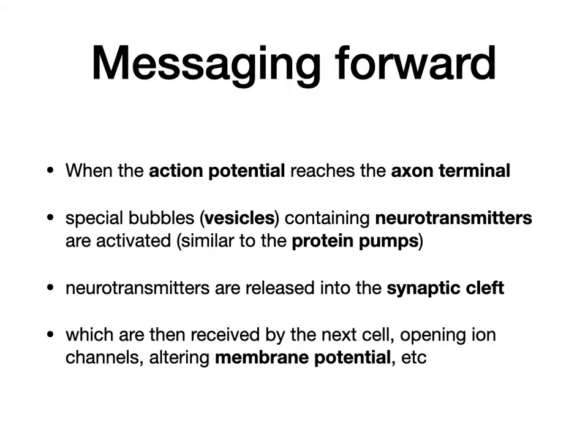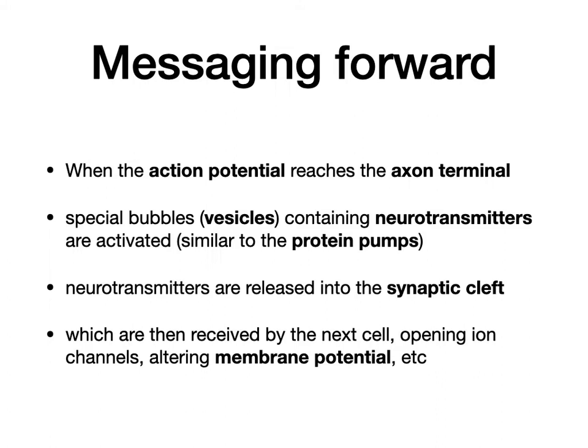So when the action potential reaches the axon terminal at the end of itself, right? Terminal just means end. What happens is little bubbles called vesicles containing neurotransmitters, so they have these weird proteins and such in them, that's more than just proteins, we'll talk in a minute, are activated, kind of like the protein pumps, right? So it's not the same. It's not just sending out ions. It's sending out whole bubbles full of stuff. So these bubbles emit the neurotransmitters out into the synaptic cleft. That is the missing space between the two neurons, i.e. the synapse, where it's sitting. We'll look at a diagram briefly in a minute.